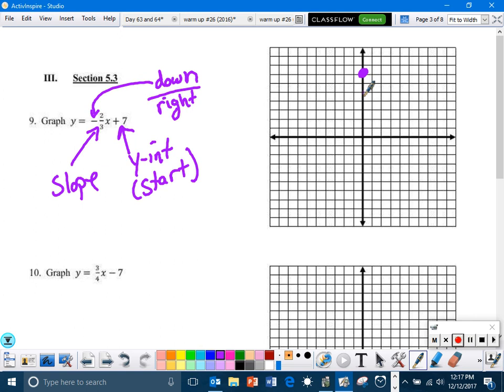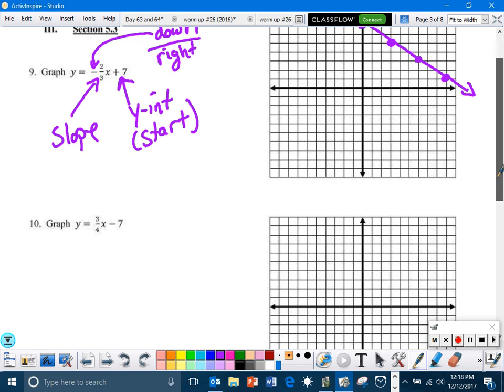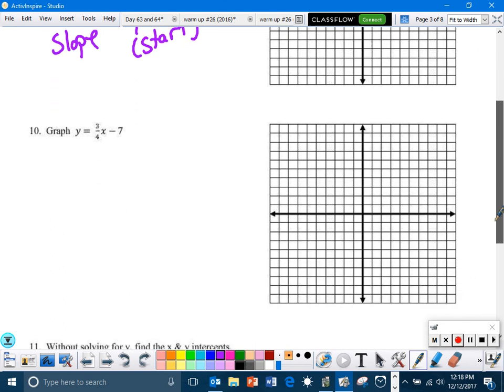So down 2, right 3. 1, 2, 3. Down 2, right 3. Okay, and you can go backwards and put another dot if you want. And connect the dots with a straight line. Voila. All right, so there's y equals negative 2/3 x plus 7. Remember, negative, the line should be going down. All right, moving on.